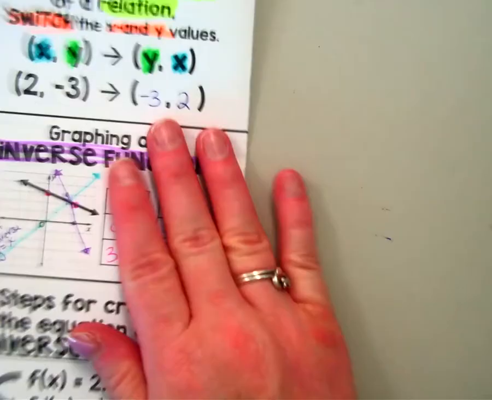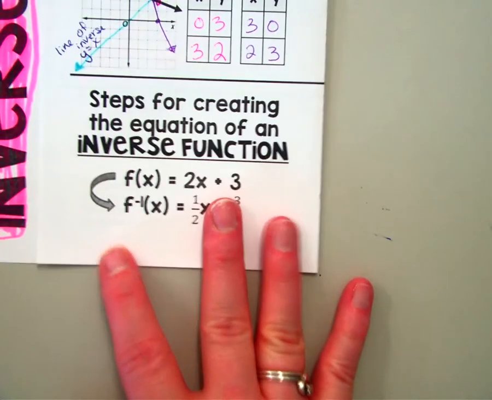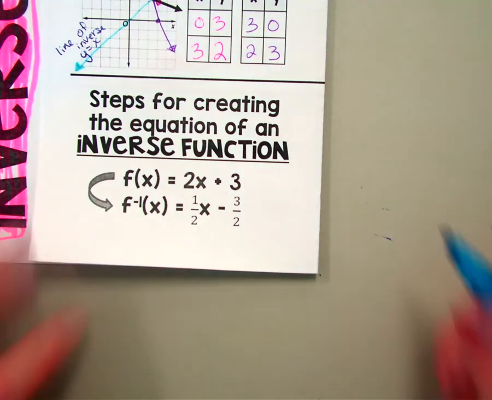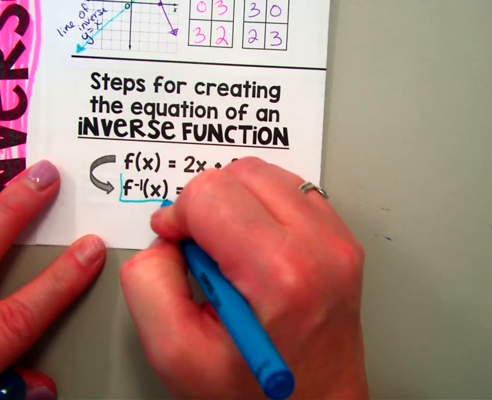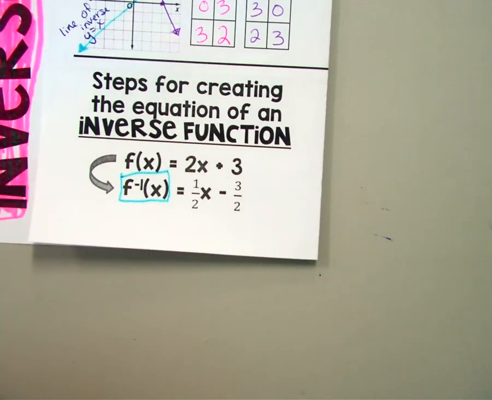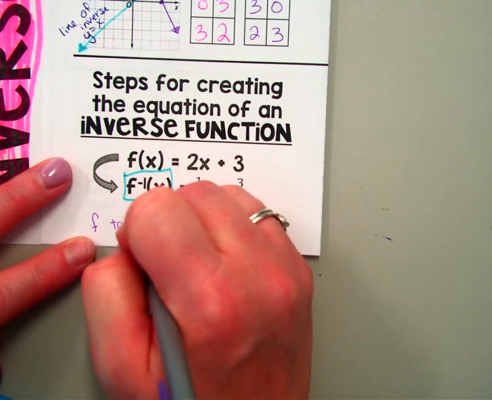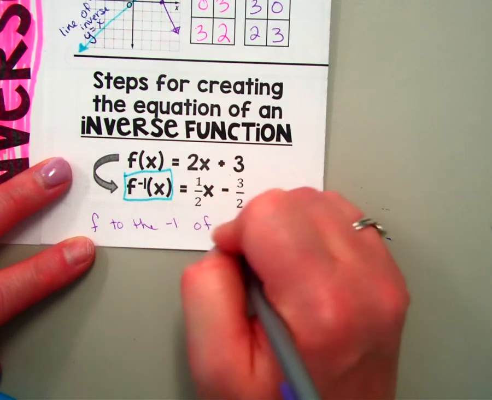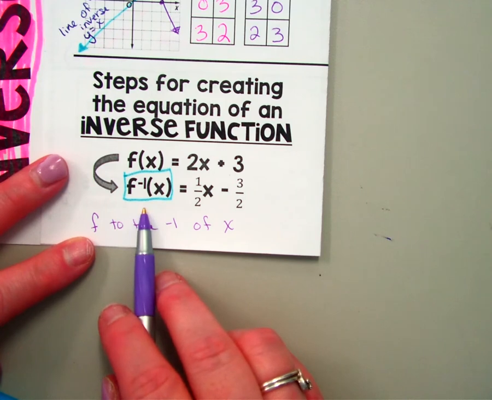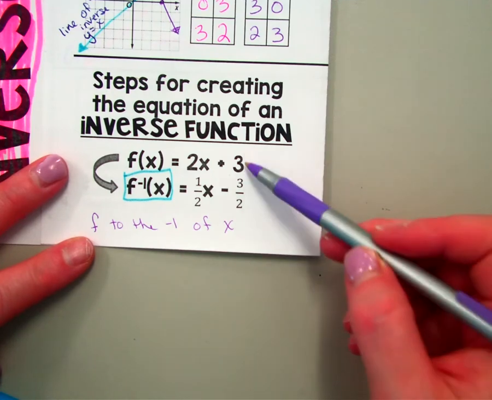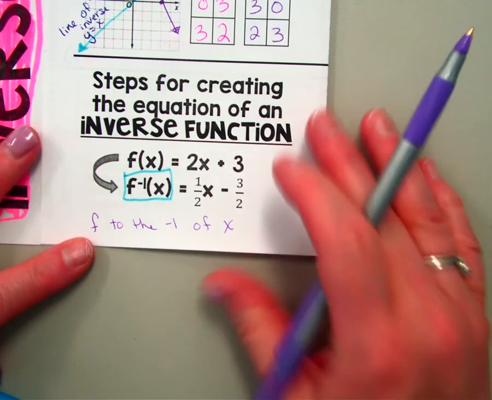All right, one more way to do it. So when we are trying to create our inverse function equation, one thing that's new here is our notation. That right there, that is f to the negative 1 power of x. So we just read it as f to the negative 1 of x. But this is our function notation for an inverse. So whenever you see this symbol here, that means we have an inverse. So these two functions right here are inverses of each other.